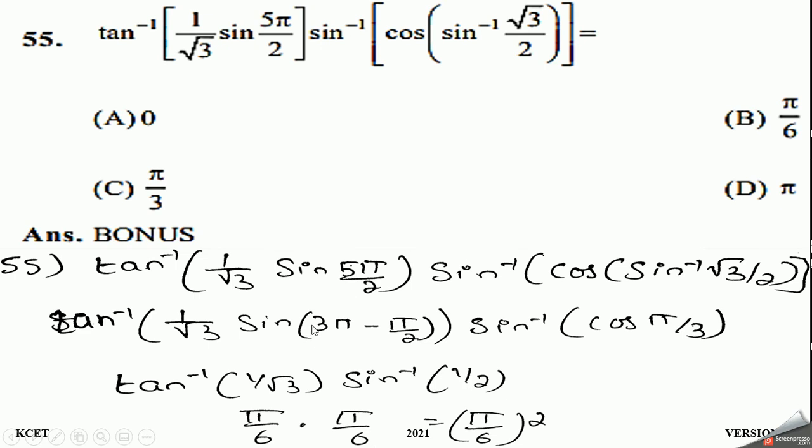Coming to this, sine of 3 pi minus pi by 2 is 1. So tan inverse of 1 by root 3 is pi by 6. You are going to get this as pi by 6 whole square. Since you don't have this answer, this is a bonus question.